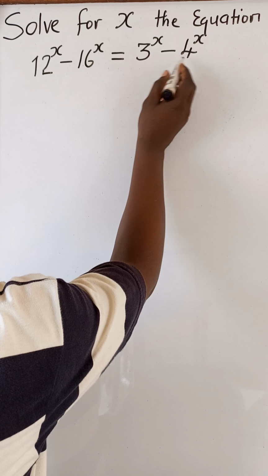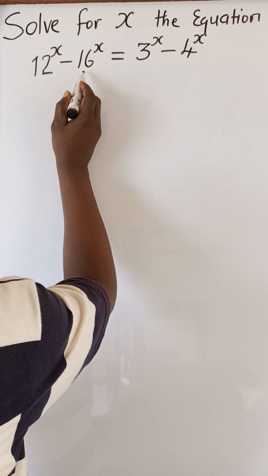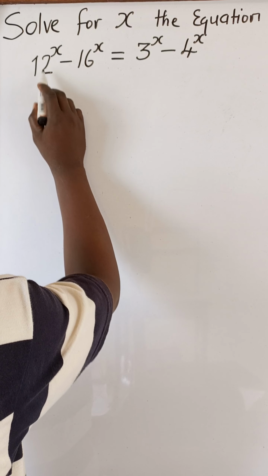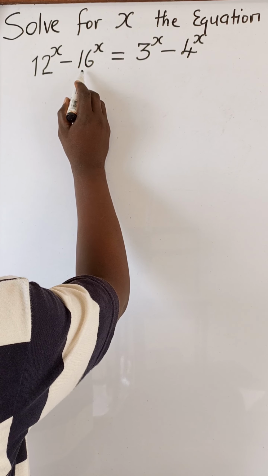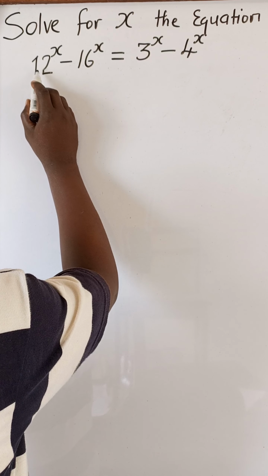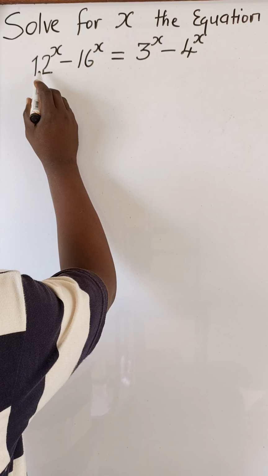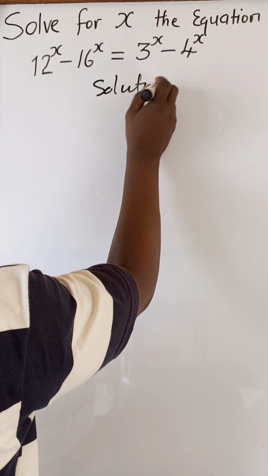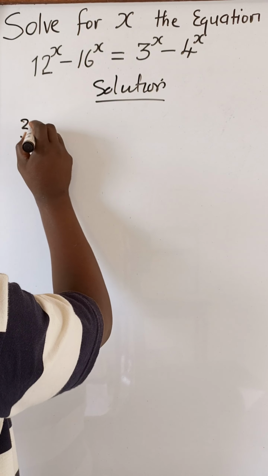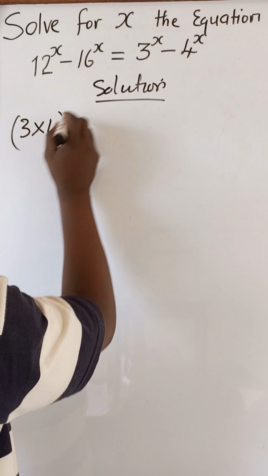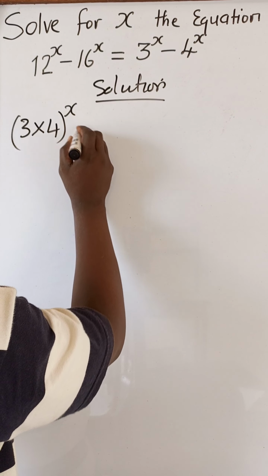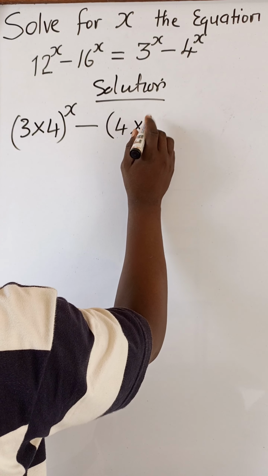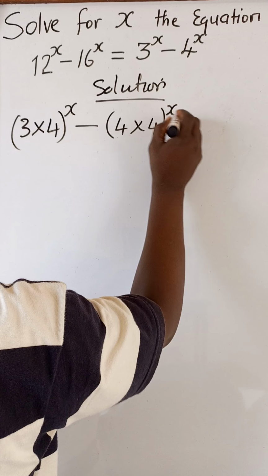Here we have 3, here we have 4, and if we look at 12 and 16, we see clearly that 3 and 4 are factors of 12 and 4 is a factor of 16. So let's change 12 to the product of 3 and 4. This one will be written as 3 times 4, and since 12 was raised to the power x, we raise it to the power x. And 16 is the same as 4 times 4 raised to the power x.